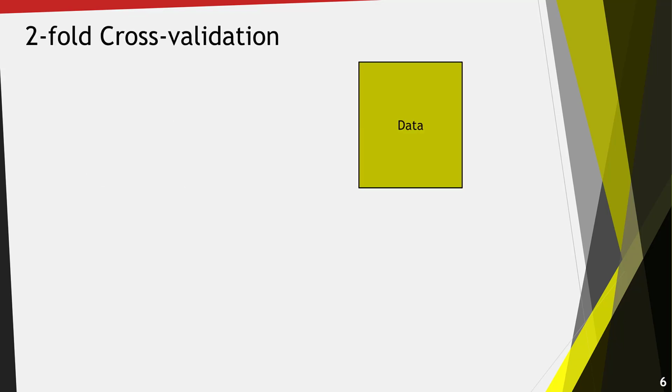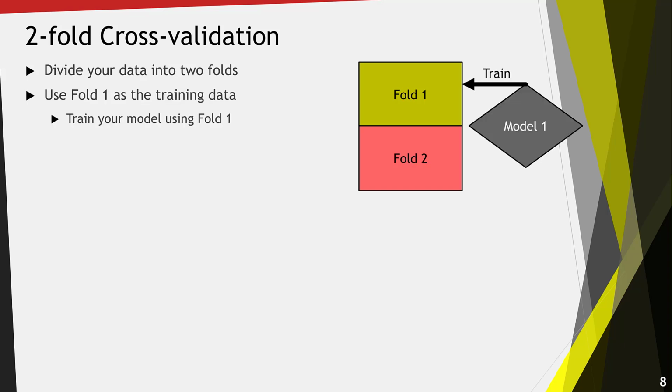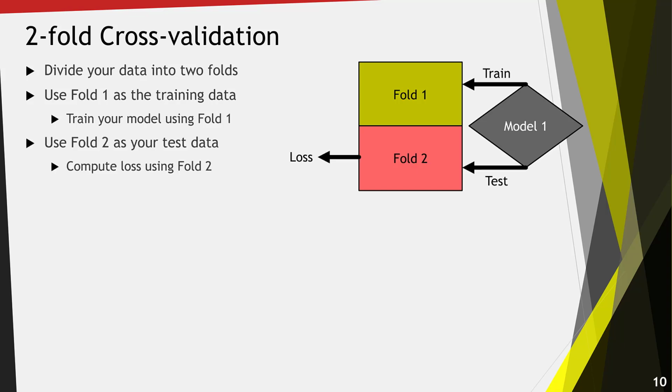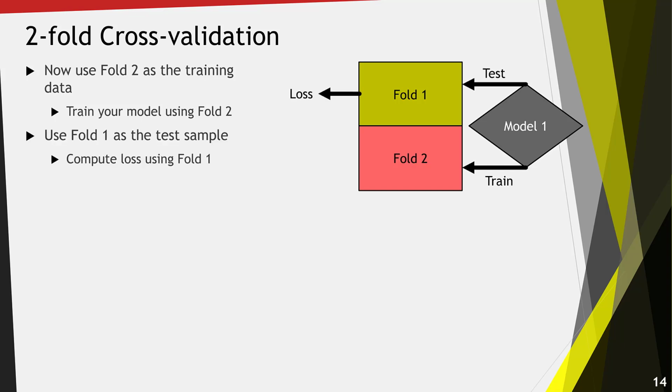Let's look at two-fold cross-validation graphically. Suppose you have some data. If you're performing two-fold cross-validation, you'll divide that into 2 folds. I'll call them fold 1 and fold 2. You'll use fold 1 as your training data, and you'll train your model on fold 1. You'll then use fold 2 as your test data and compute the value of the loss function on fold 2. After that, you'll use fold 2 as the training data, training your model on that fold 2 data. That will give you a second trained model that you can use to compute the out-of-sample loss on fold 1.